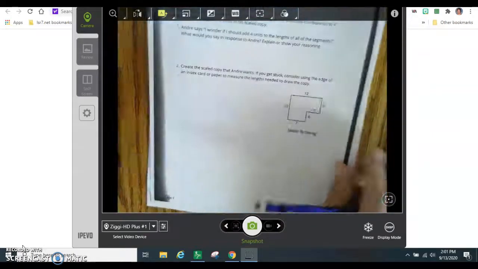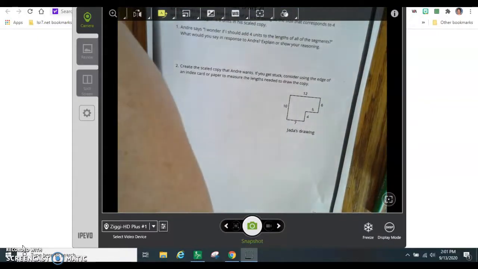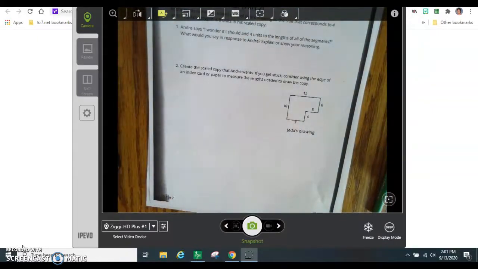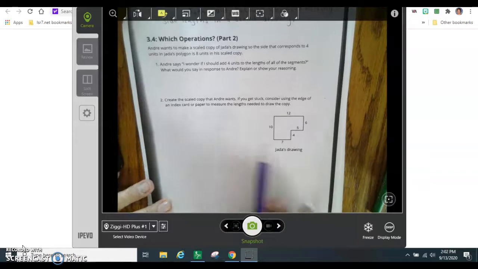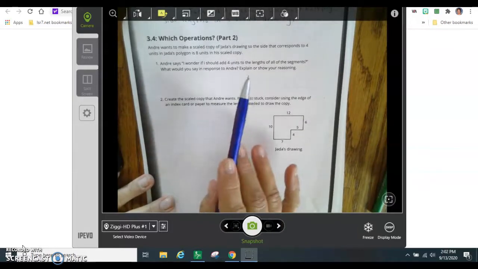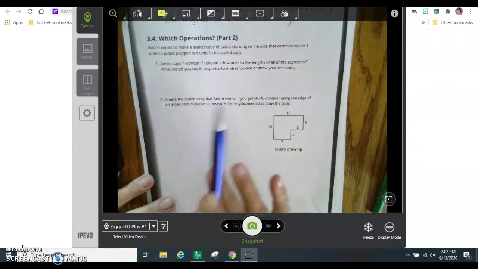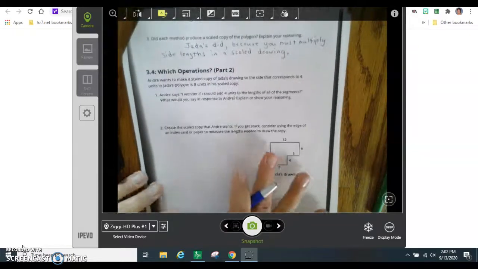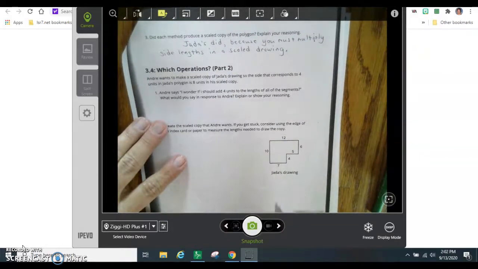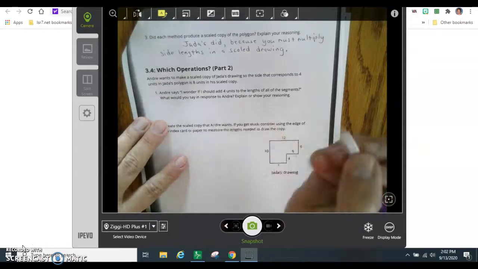All right. So then, for the next section, part 2, it says, Andre wants to make a scaled copy of Jada's drawing, so the side that corresponds to 4 units is 8 units in his scaled copy. Andre says, I wonder if I should add 4 units to the lengths of all the segments. What would you say in response to Andre? Okay, hopefully you would tell Andre, no, you have to multiply. So what would Andre do to get to 8 from 4? Well, you would multiply by 2.